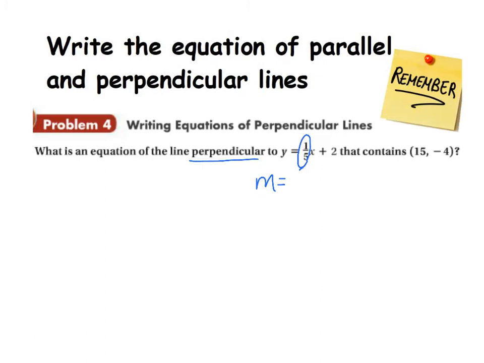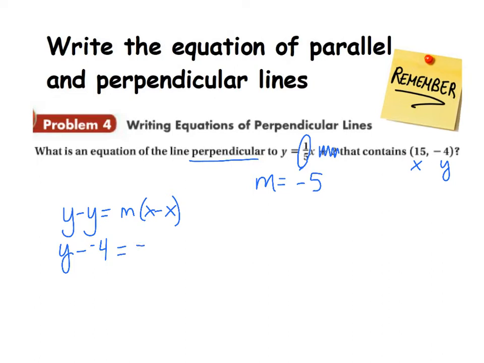So if the slope here is 1/5, the slope I want is -5 because that's the opposite reciprocal. You can put it over 1, but there's no reason to. Scribble out the +2. I'm not going to use it. This is my x, and this is my y. Okay, now I'm going to do point slope form. y minus y1 equals m times x minus x1. Do y minus -4 equals m is -5, and then x minus 15. Pulling in that ordered pair.